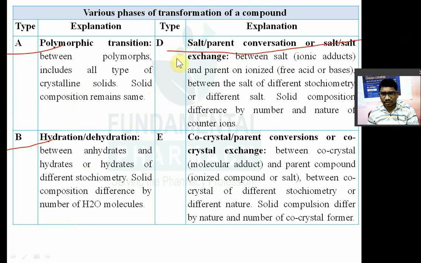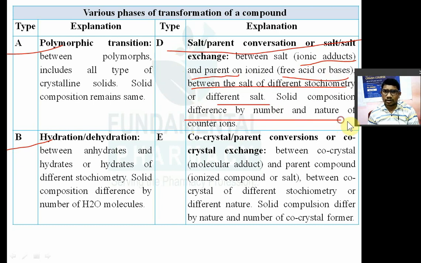So it is a transition between salt forms. Salt means ionic adduct: the transition between salt, that is ionic adduct, and parent or unionized free acid or free base, or transition between salts of different stoichiometry, or transition between different salts. So in this the solid composition differs, there is a difference in the solid composition, like number and nature of counter ions. Now where is the solid composition the same? In phase A.